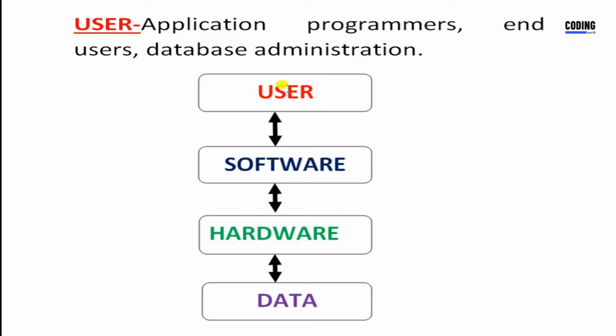Users are nothing but the application programmers who implement applications. So the users are application programmers, end users and database management administrators who are managing the database in a company. You call it a database administrator. So the application programmer, end user and database administrator are the users. So the first component is user, that is application programmer, end user or database administrator.